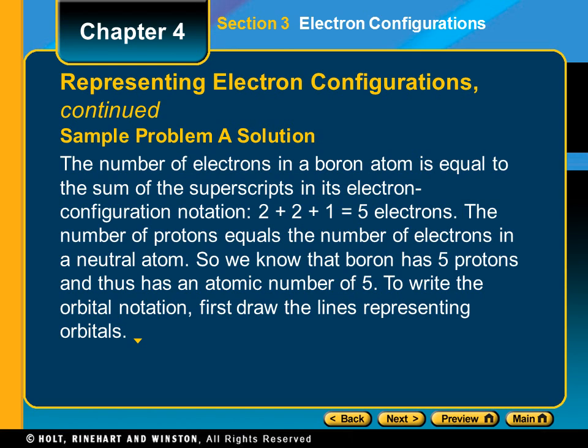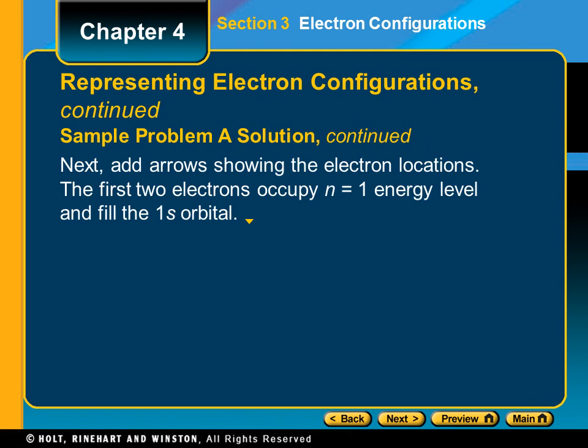So we know that boron has 5 protons and thus has an atomic number of 5. To write the orbital notation, first draw the lines representing the orbitals. Right? You have 1s, you have 2s. You know that there is a p orbital, and p has 3 suborbitals. So you would have 3 lines under the 2p orbital, or under the 2p energy level. And all you have to do now is fill in the electrons appropriately for each one of those sublevel orbitals. You add the arrows to do that.